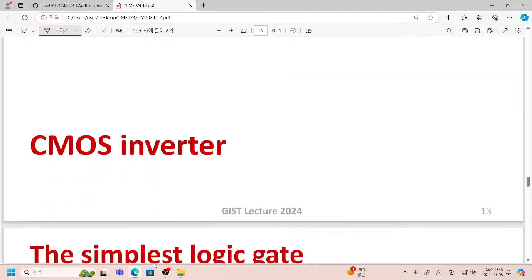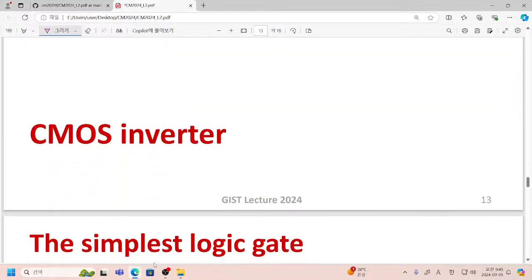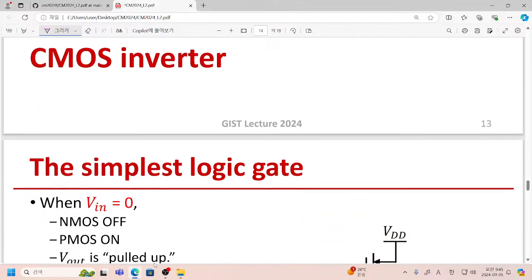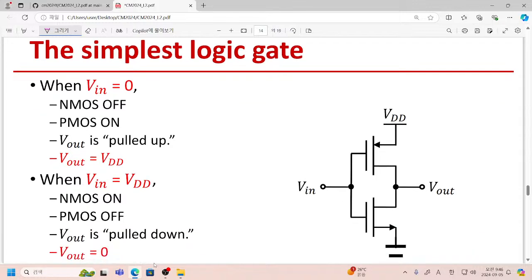Okay, so today's lecture coverage goes up to the CMOS inverter. Although we have covered NMOSFET and PMOSFET, it is not that clear how we can implement a logical function out of those two types of transistors. So I will give you the simplest example. The simplest logic gate is the NOT gate.